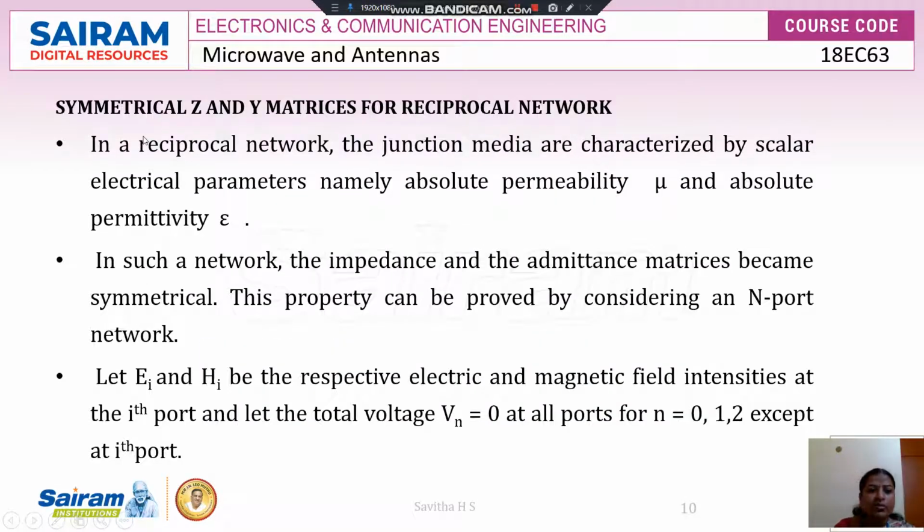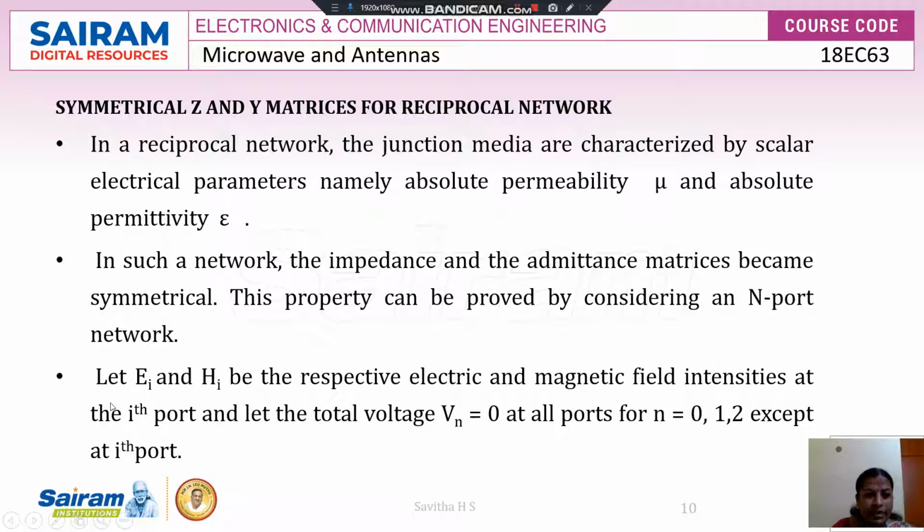So now we'll see the next topic, symmetrical Z and Y matrices for the reciprocal network. Before going to the derivation, some points we need to know: in a reciprocal network, the junction media are characterized by scalar electrical parameters, absolute permeability mu and absolute permittivity epsilon. In such a network, the impedance and the admittance matrices become symmetrical. This property can be proved by considering the n-port network. So for proving the symmetrical property, we are considering the n-port network.